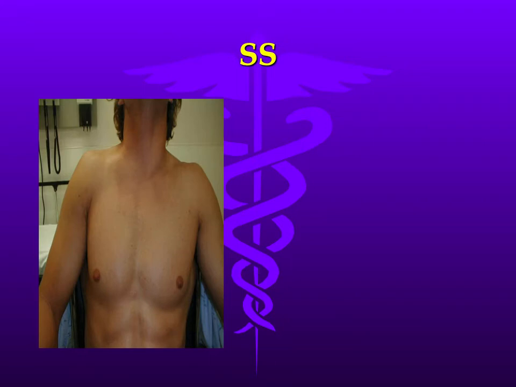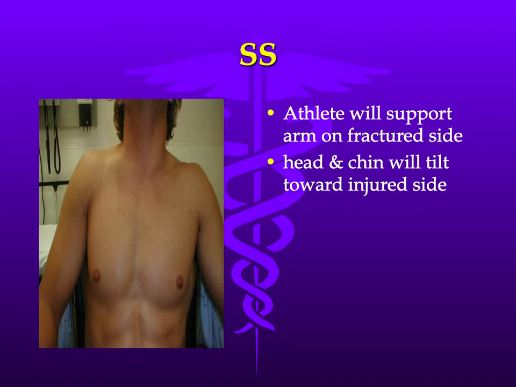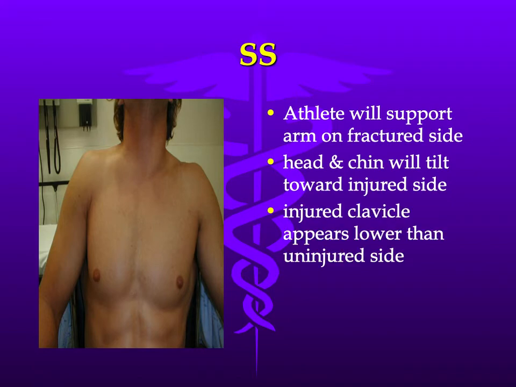So our typical signs and symptoms for this injury: the athlete will support the arm on the fractured side, and that means they hold their arm while they're walking because it hurts anytime they move it. The head and chin will tilt towards the injured side. The injured clavicle appears lower than the uninjured side, as you can see in this picture, there's a dip on the shoulder because the clavicle is fractured and has gone down.